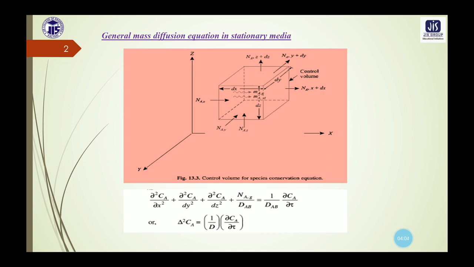So what is this N_A-generation? This is the rate of increase of the mass of species A due to chemical reaction per unit volume of the mixture. We need to only remember this mass diffusion equation here.